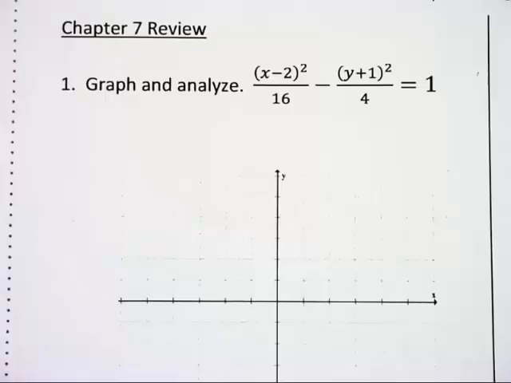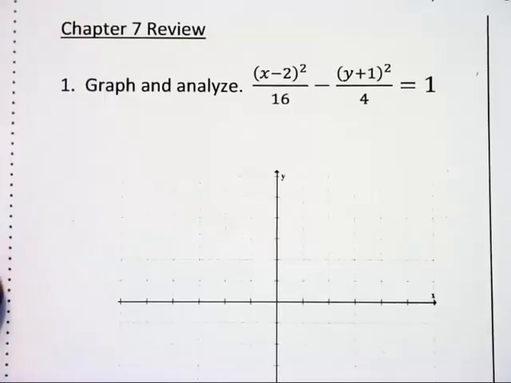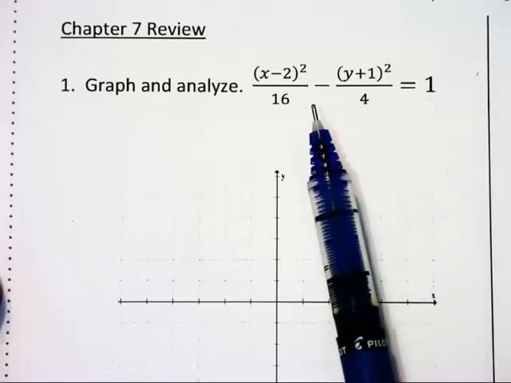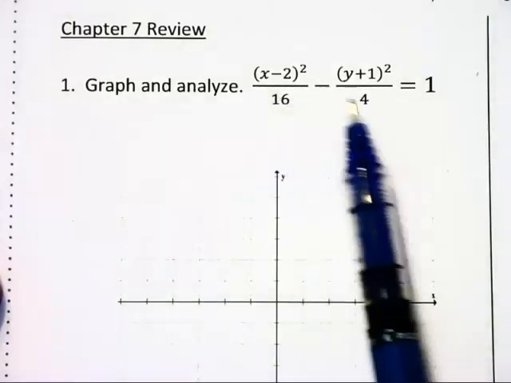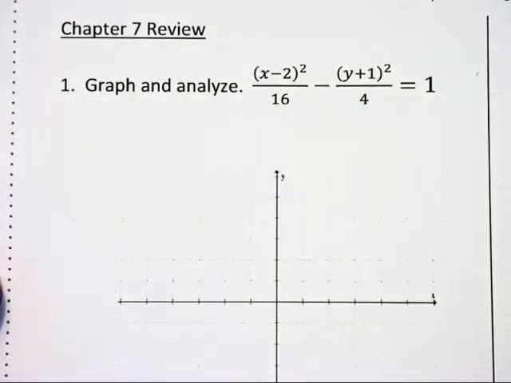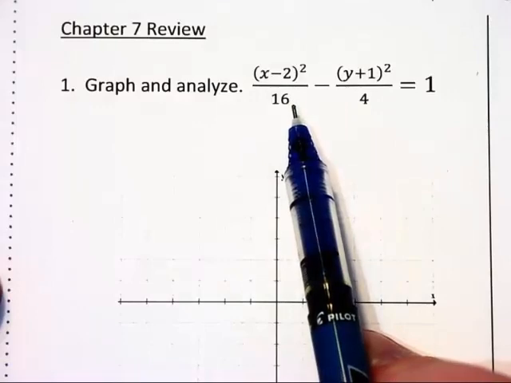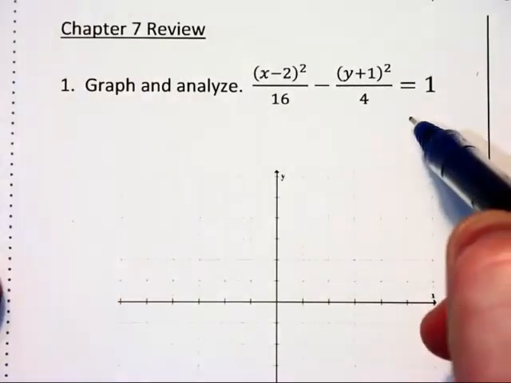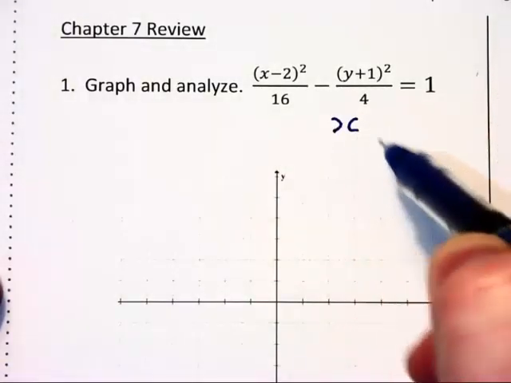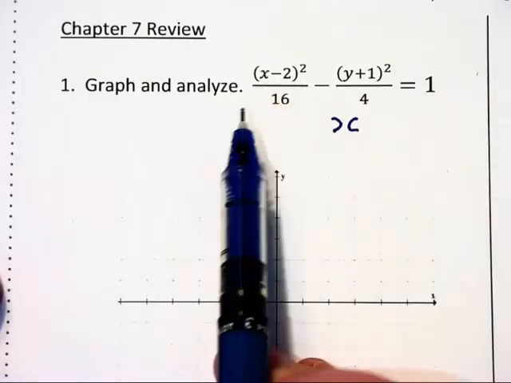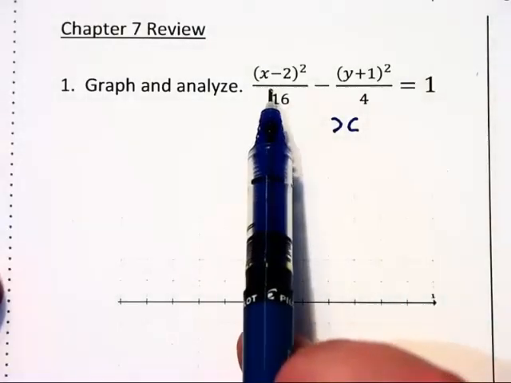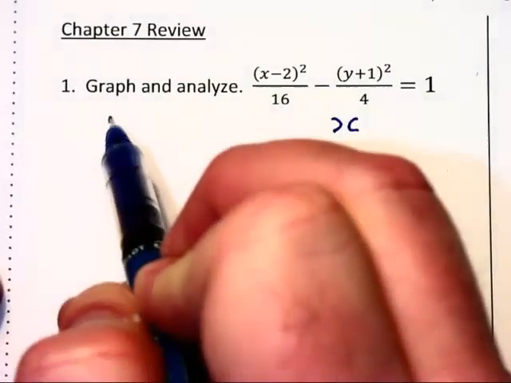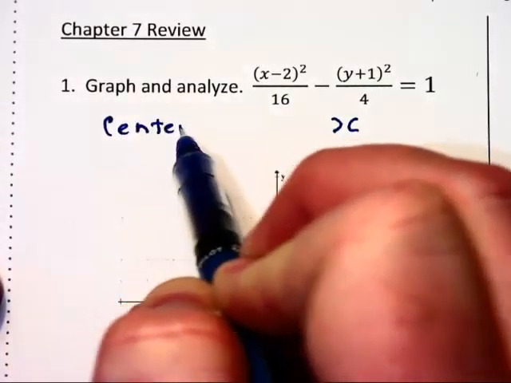Okay, we begin our chapter review here, dealing with all the conic sections. For this first problem, we see that there is a minus between the x squared and y squared term, and that tells us we're dealing with a hyperbola. Since x squared is listed first, I know that this is going to open to the left and to the right. I first need to find my center, which will be at positive 2, negative 1. So let's write that down first.